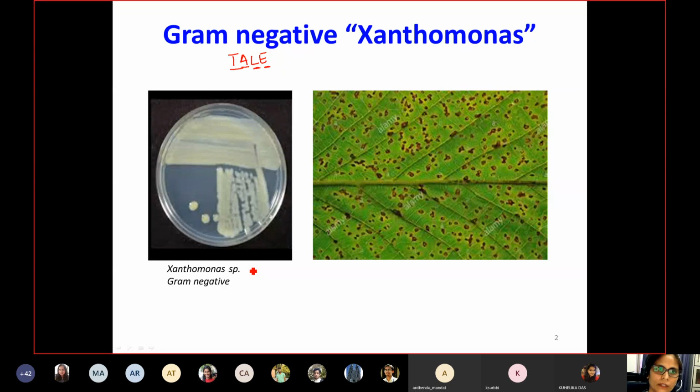So basically, you have a gram-negative bacteria called Xanthomonas, which infects different kinds of plants. Within these plants, you might have pepper plant, then you have rice plant, citrus, cotton, you name it, tomato, soybean. So there are various kinds of plants that can be infected by your Xanthomonas species. So that means Xanthomonas is a plant pathogen.